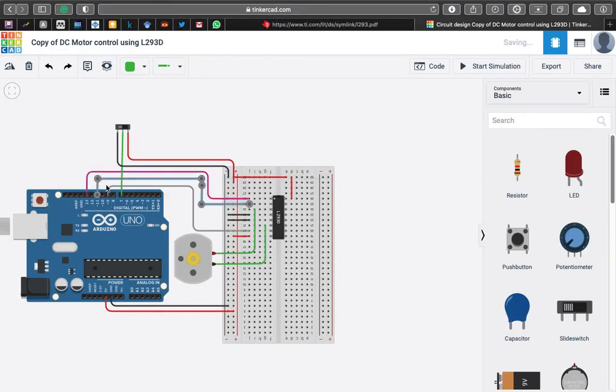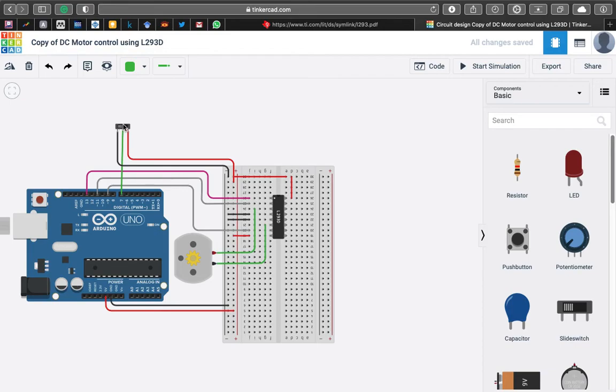Next we have to take pins 9 and 11 from the Arduino Uno and connect them to the L293D H bridge driver circuit for the DC motor. Input 1 and input 2 are connected. Output 1 is taken and connected to the positive of the DC motor, and output 2 is connected to the other terminal of the DC motor. So this way the connections were done.